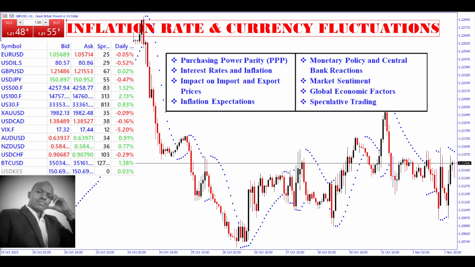Then, at the same time, inflation has an impact on market sentiment. Investor sentiment can be influenced by inflation data releases and central bank statements. Typically, stronger than expected inflation data may lead to pound appreciation if it suggests that the economy is performing well, but can however lead to depreciation if it raises concerns about aggressive central bank tightening.